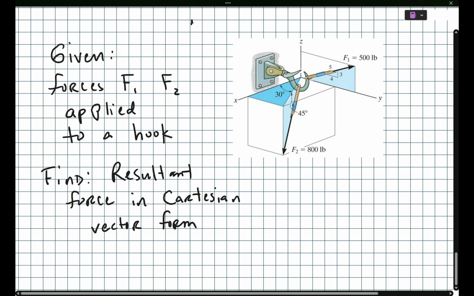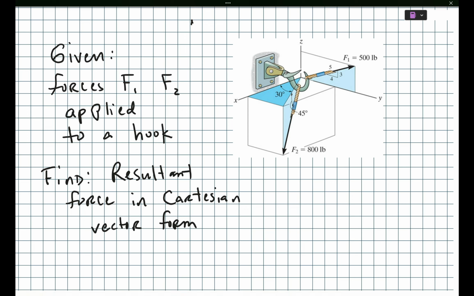So our plan, and it's good to plan things out when working through these problems, is to use geometry and trigonometry. We're going to write F sub 1 and F sub 2 in Cartesian vector form, and then after that we're going to add the two forces by adding the x and y components, right?